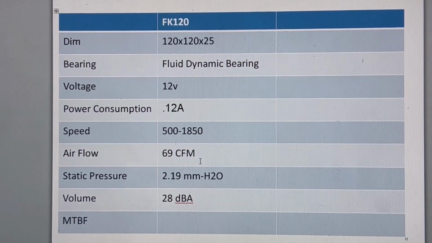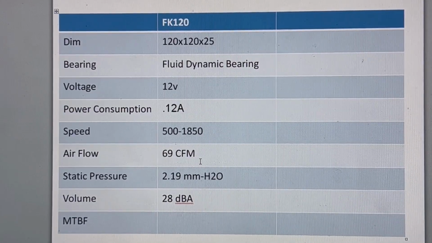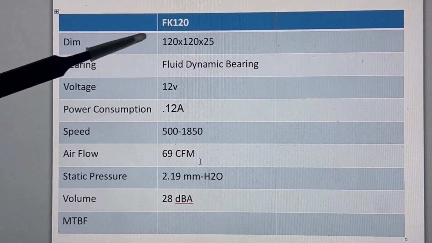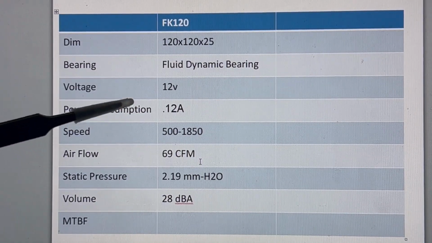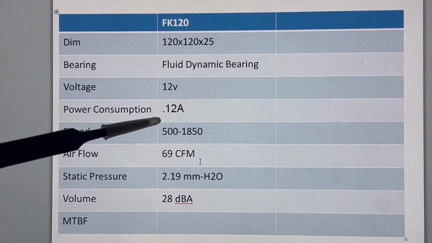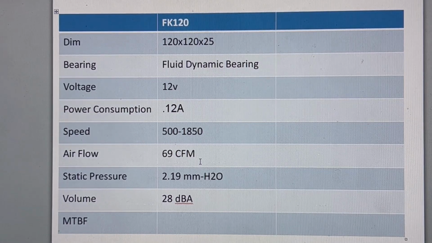Here's the basic spec information for the FK120 by DeepCool. It is a pretty much bog standard 120mm fan, standard thickness of 25 millimeters, fluid dynamic bearing, 12 volts, 1.2 amps, 500 to 1850 RPM, 69 CFM, and 2.19 millimeters of H2O, and 28 decibels.